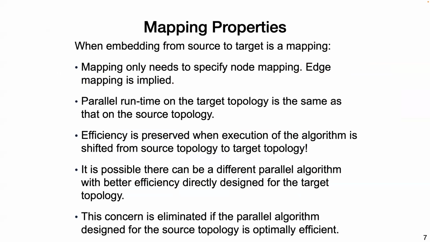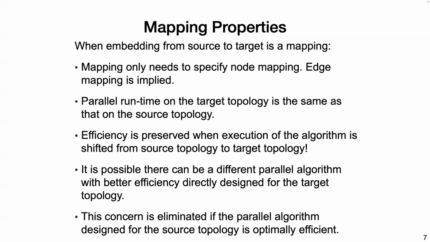So if you have an embedding that is a mapping, you only need to specify the node, because the edge mapping just falls out of the node mapping if all the previous performance properties that I said are satisfied. The parallel runtime on the target topology is the same as the runtime on the source topology, because if the load and the dilation and the expansion are all one, then both the communication time and the computation time are the same as in the source topology.